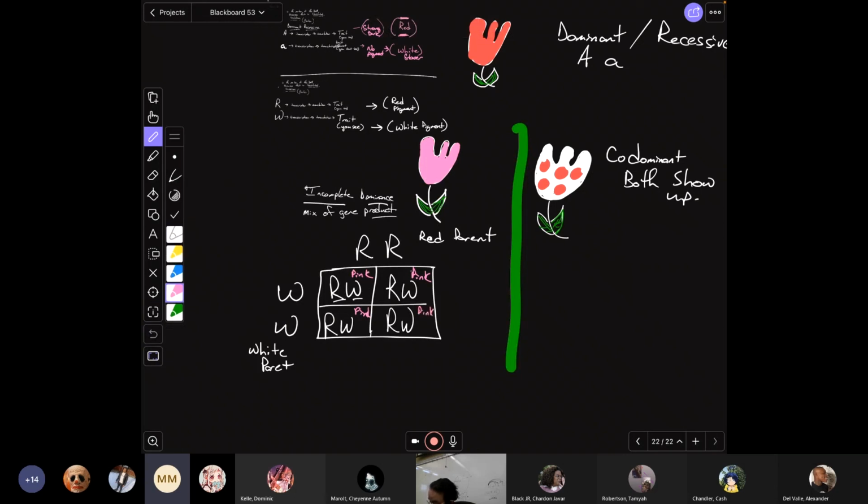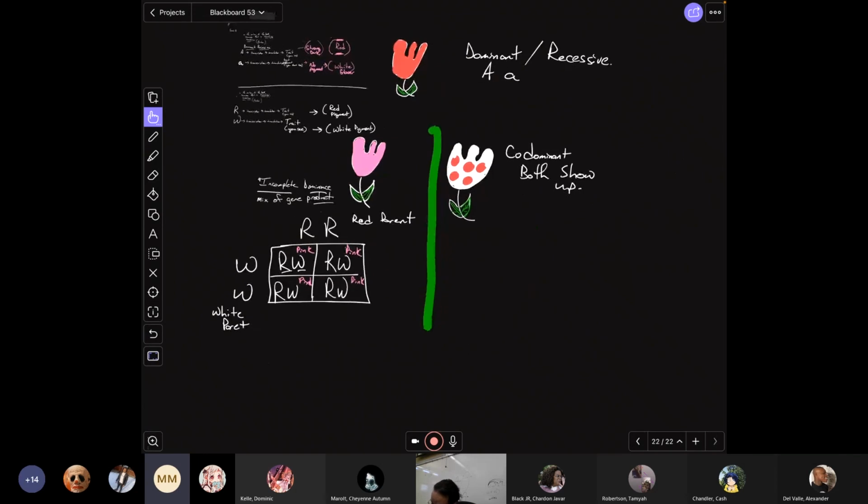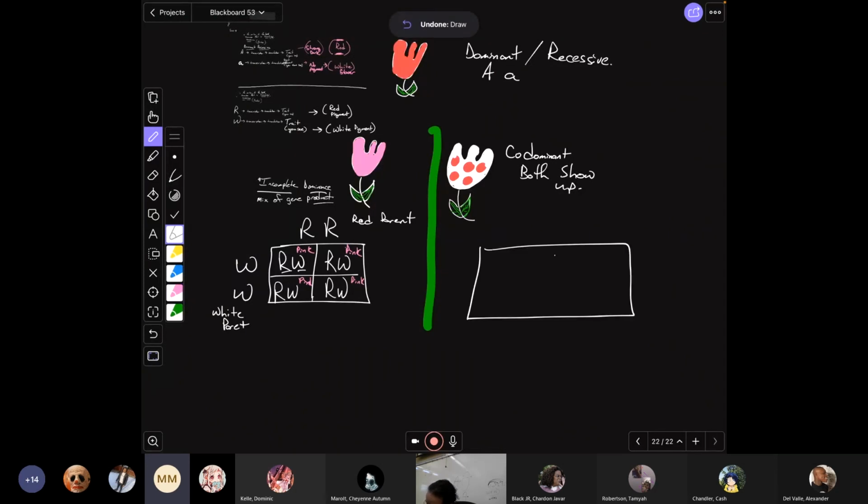So you have a red and white flower coming together, mating, and they have 100% pink progeny. Now with the codominant, we again have big R. So you have a red parent and a white parent. They come together, and what do you get?